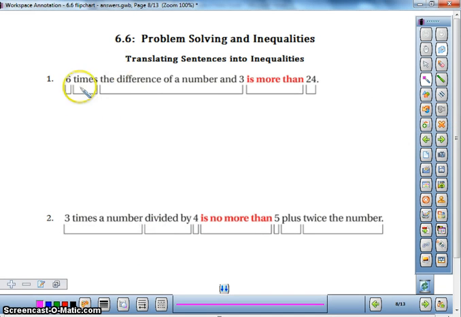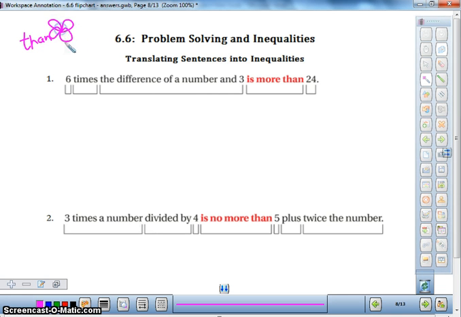Here's where we start translating. And again, if you keep things right in order, remember when you see that word than, it is like a fan, and it blows the numbers behind, right? So if we're thinking about than. In this case, it just says 6 times the difference.